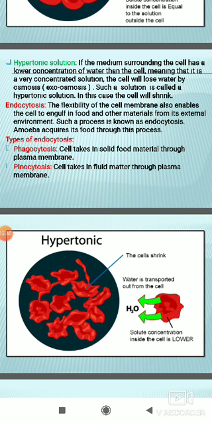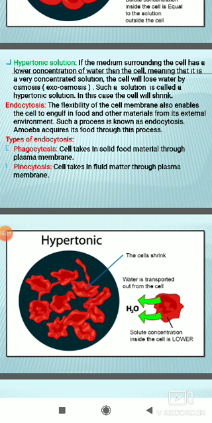The water from the red blood cells starts coming outside. You can see in the diagram, these green color arrows are showing the movement of the water molecules from the cell to the outside environment. As a result, what happens? The cells shrink, they decrease in their size, and this process is known as plasmolysis.